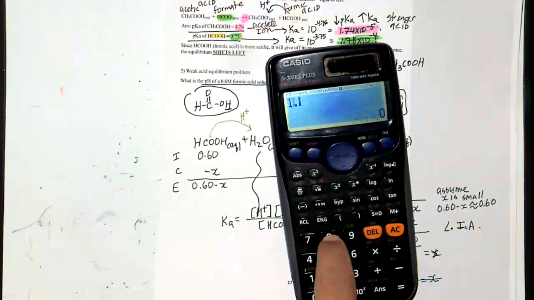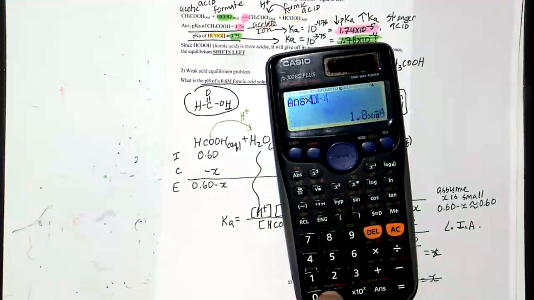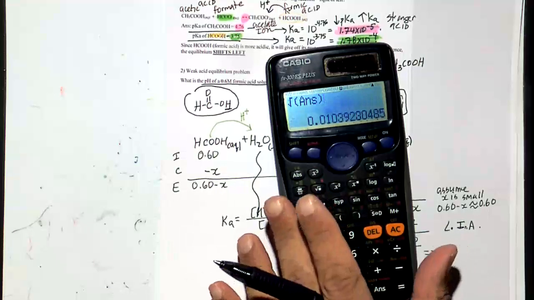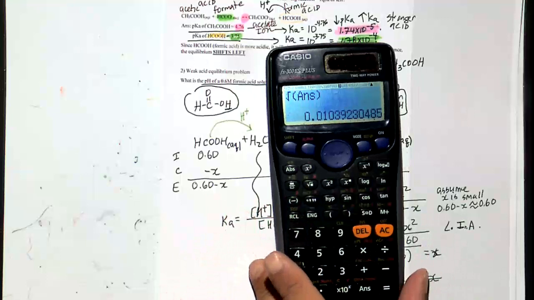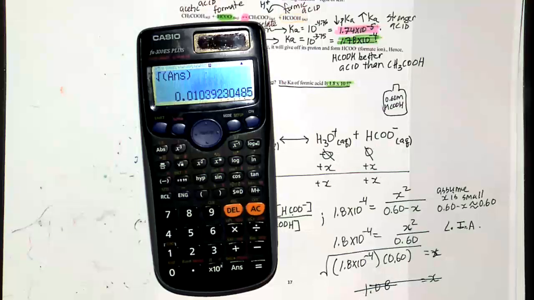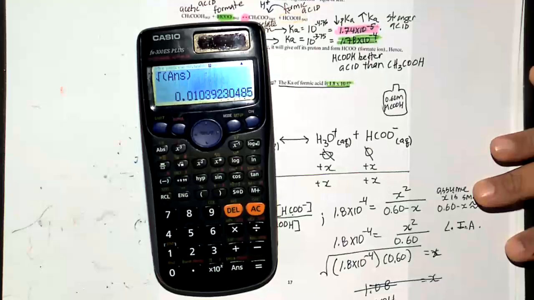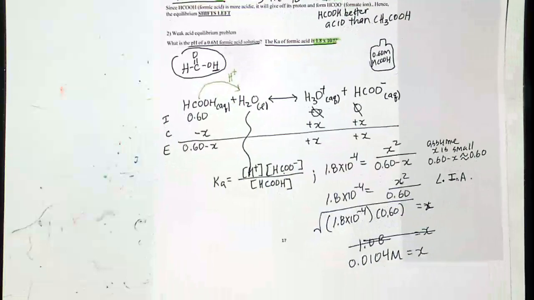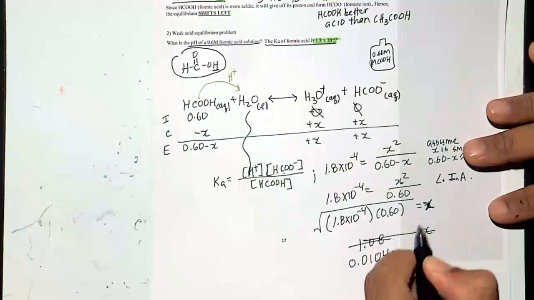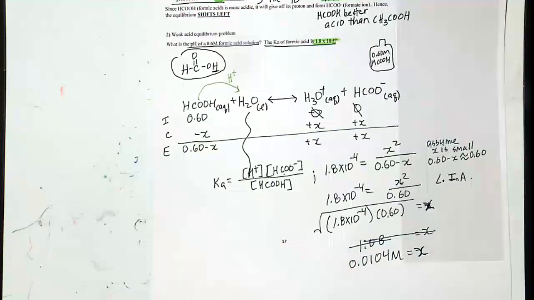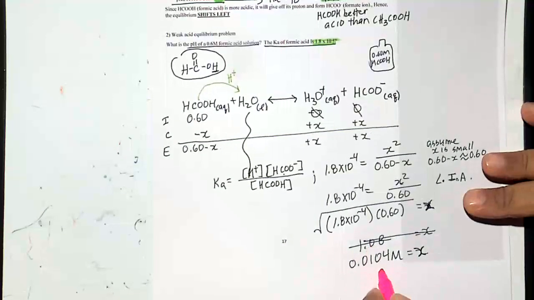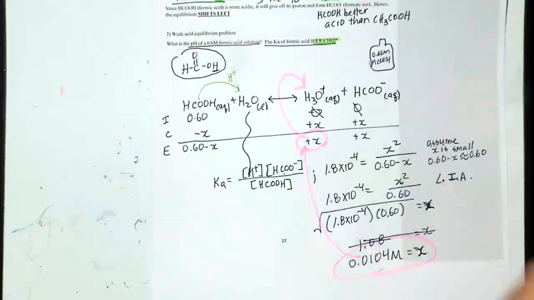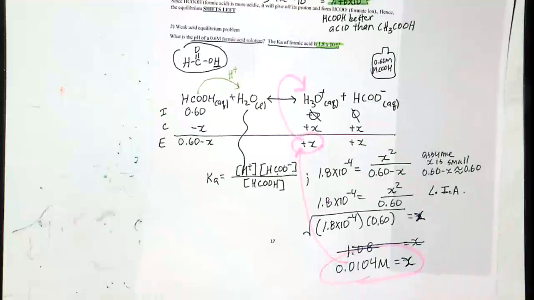We square root this to get x, and we're getting 0.0104 molar. So 0.0104 equals x. Don't forget to square root it. We need to solve for x here. So what does this x symbolize? This x symbolizes the concentration of H3O plus.